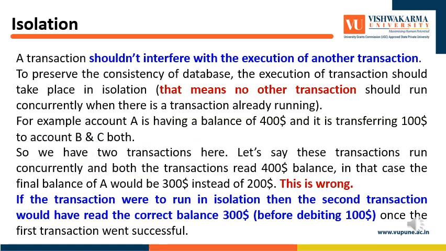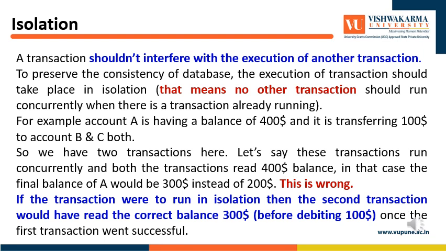Isolation. A transaction shouldn't interfere with the execution of another transaction. To preserve the consistency of the database, transactions should not run concurrently with interference when there is a transaction already running. For example, account A has a balance of $400 and it is transferring $100 to both account B and C.